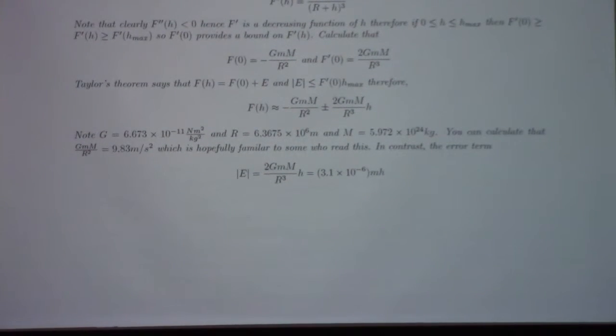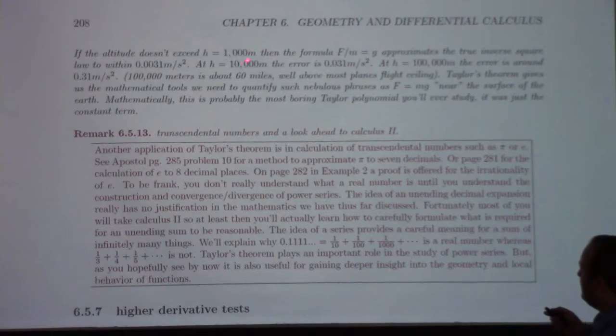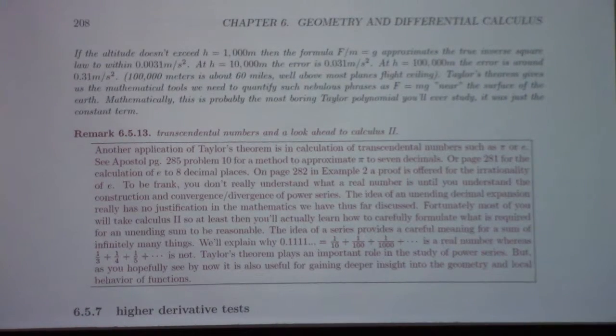And if you plug the numbers in here and look at the acceleration, divide by little m, if you're at an altitude of 1,000 meters, by my calculation, you've got the true inverse square law to within 0.0031 meters per second squared. At 10 kilometers, you're within 0.031 meters per second squared. At 100 kilometers, the error is about 0.3 meters per second squared. So as far as commercially available planes are concerned, F equals mg is pretty good.